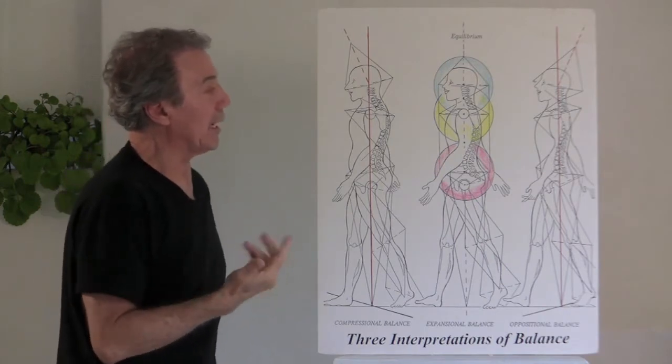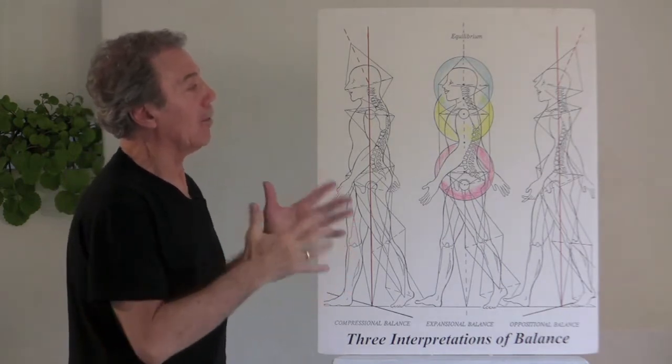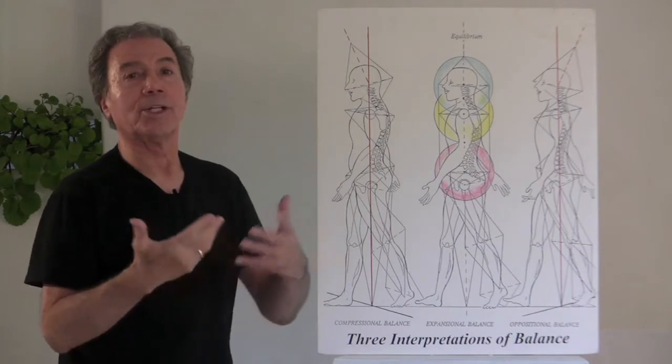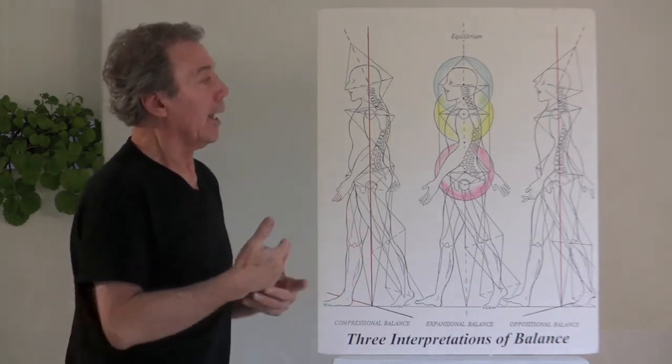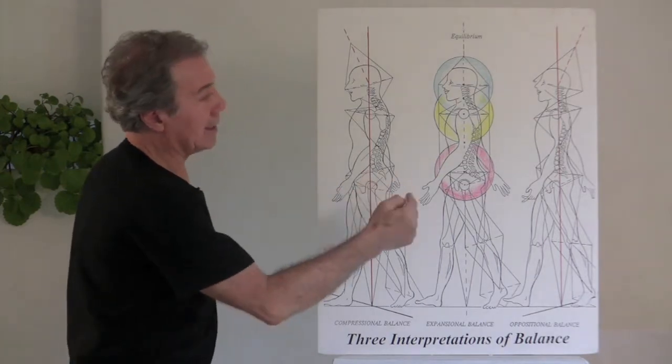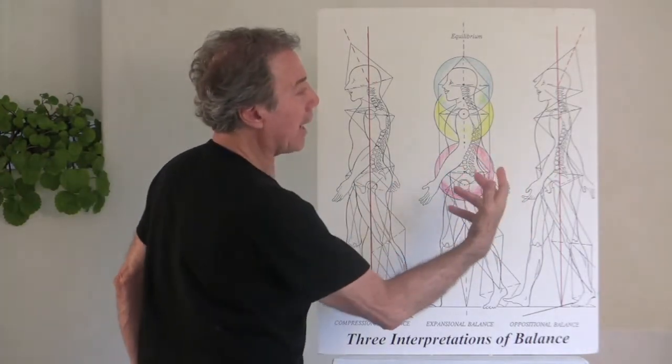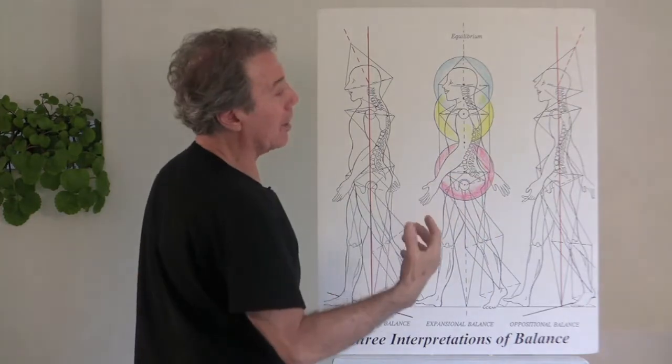So I keep using the word innocent, and what I mean by that is nobody is aware that we're moving that way or we're doing that. It's just that we are following our own sensation, and we sometimes don't understand that we're using the spine or the curves of the spine to support ourselves.